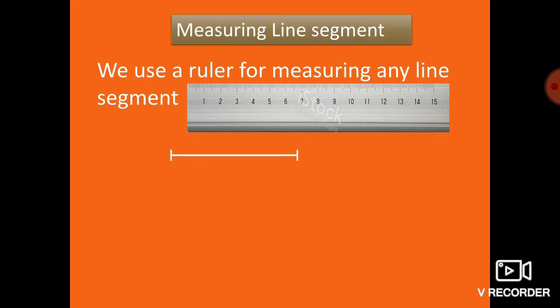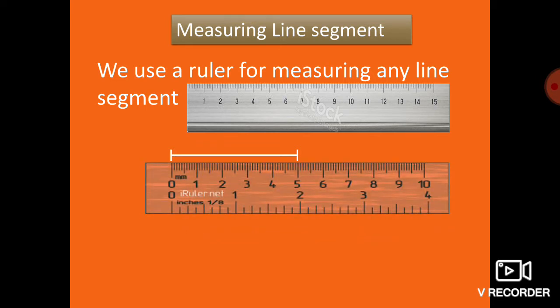Here you can see a line segment. We use our ruler for measuring this. Here you can see, starting from 0, what is the length of this line segment? Clearly it is 5 centimeter. 5 centimeter is the length of the line segment. You remember, we will start from 0, not from 1. We will start from 0 onwards.